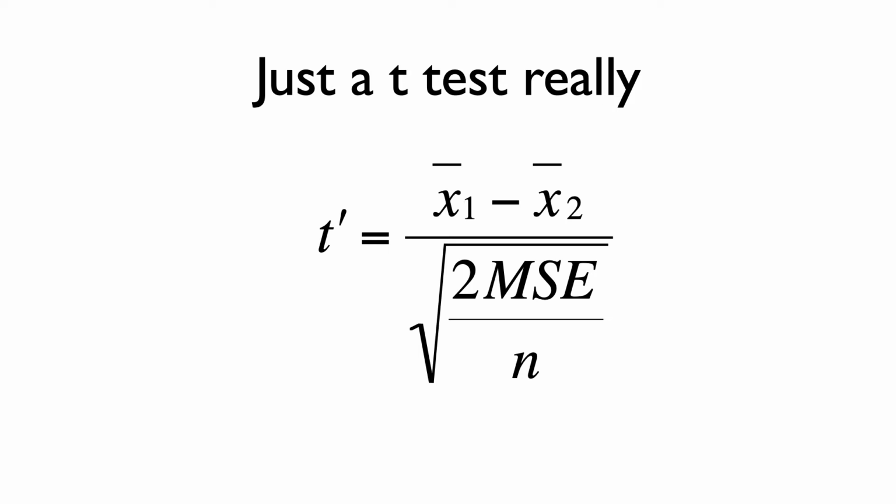So if you have 4 groups, we have 12 possible comparisons.